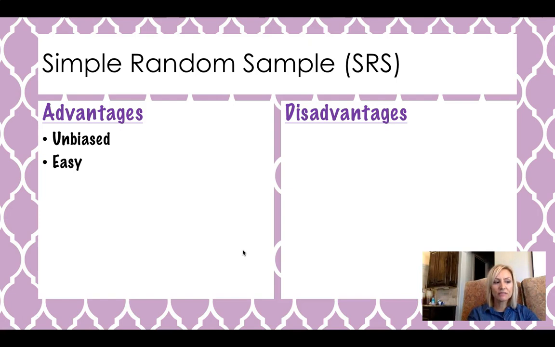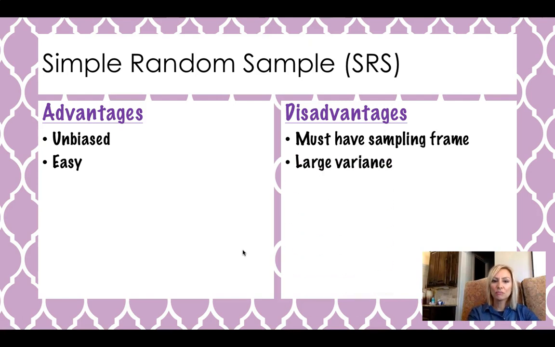The primary disadvantage of a simple random sample is that we really have to have a sampling frame. We have to have a list of every individual in our population so that we can use slips of paper, random digit table, or random integers to select them. So if we're again trying to sample sharks in the Pacific, we can't use a simple random sample to do that. We also have a large variability or variance in our simple random sample.